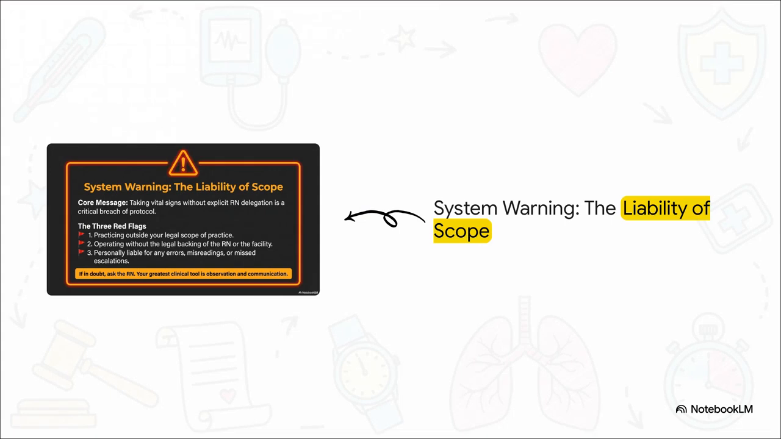Consider this your final system warning. Taking vital signs without explicit RN delegation is a critical breach of protocol. Your ultimate safety net is simple. If you are ever in doubt, ask the RN. Your greatest clinical tool isn't the thermometer or the blood pressure cuff. It's your own power of observation and your ability to communicate what you see quickly and clearly.